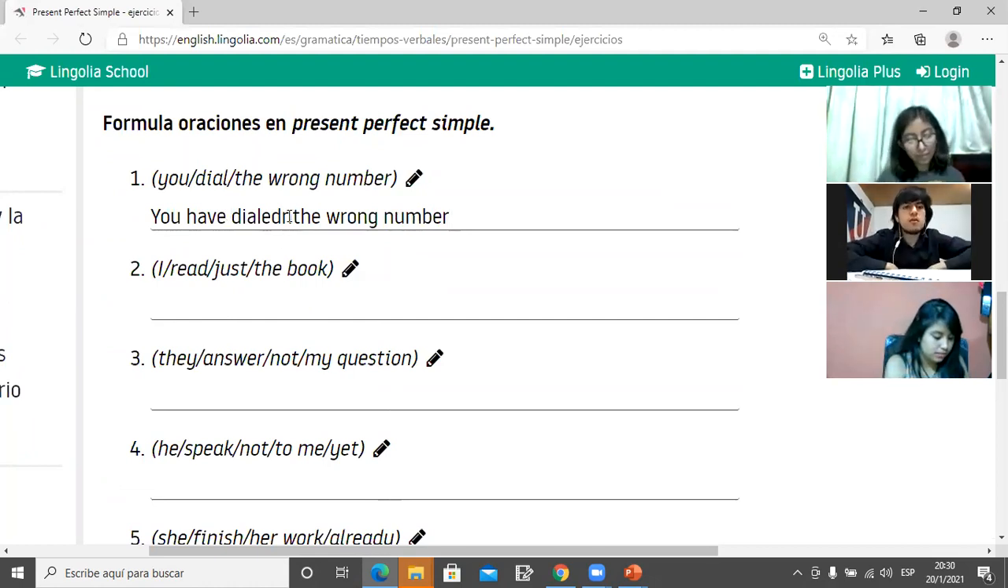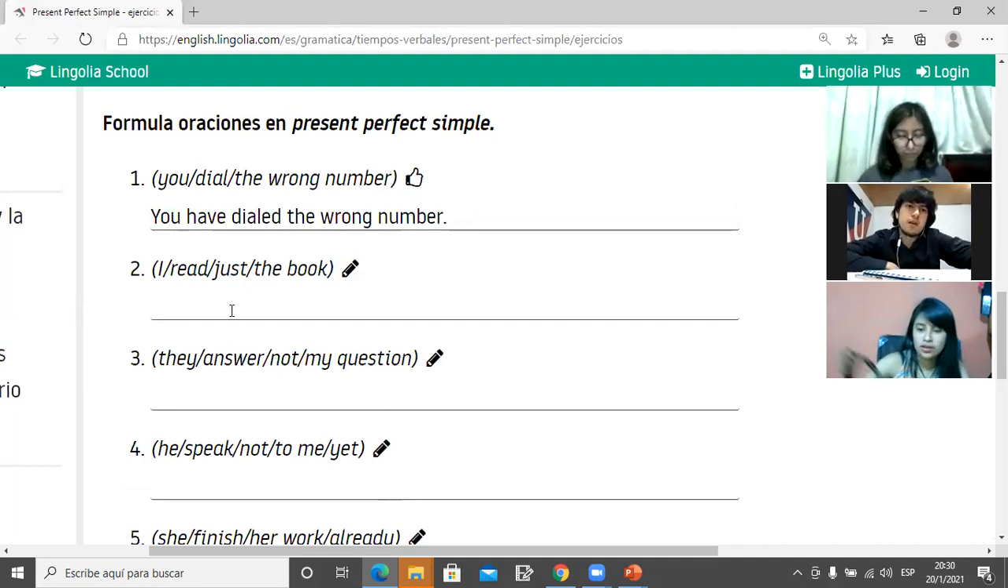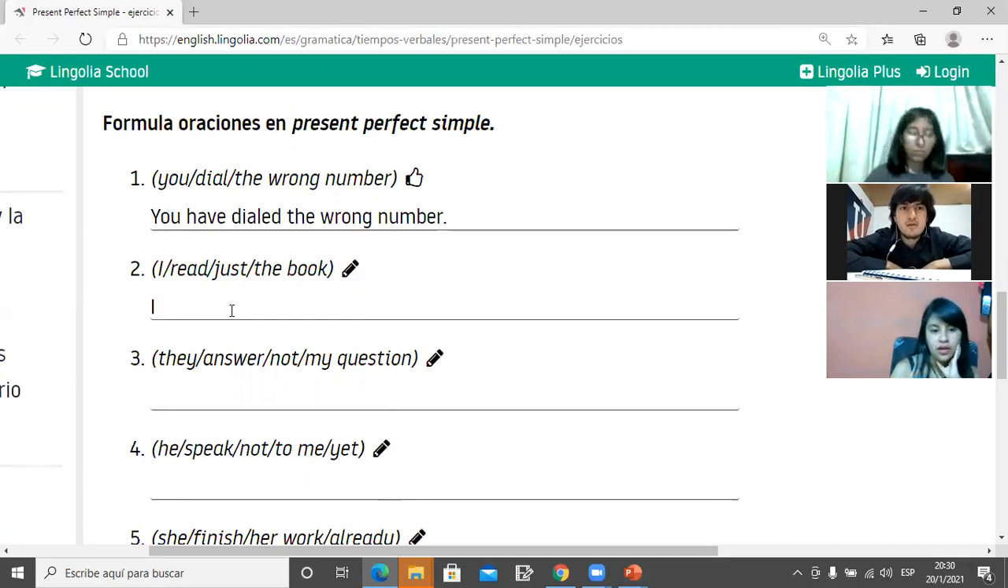Very good. You know, you can see it's okay. The next one, Jordi. I have read. No. I read the book just. I read just the book. We need to use present perfect simple. With present perfect, we need to use the auxiliary. I have read the book.